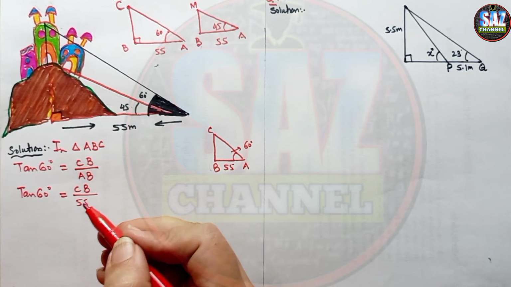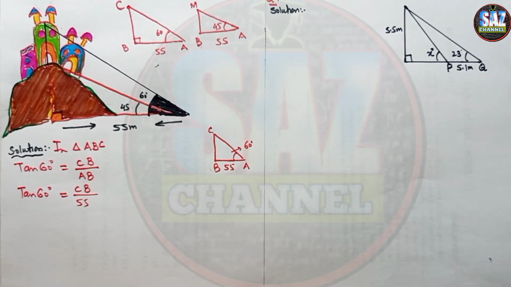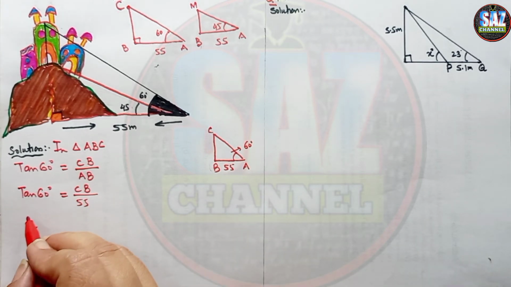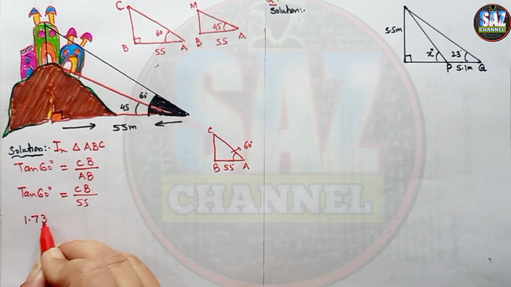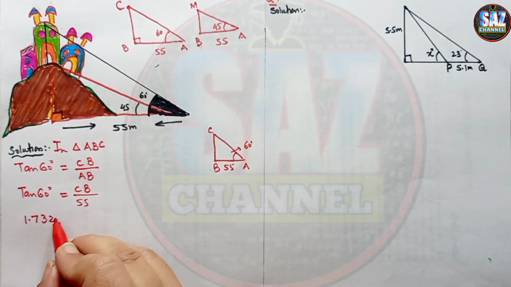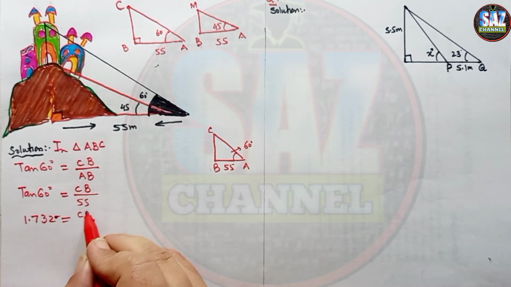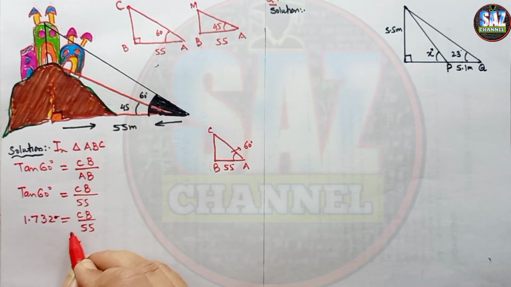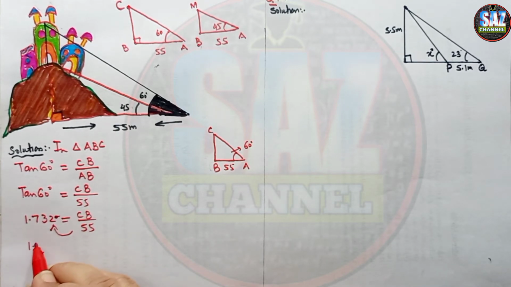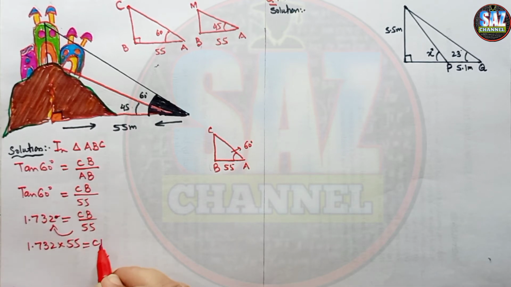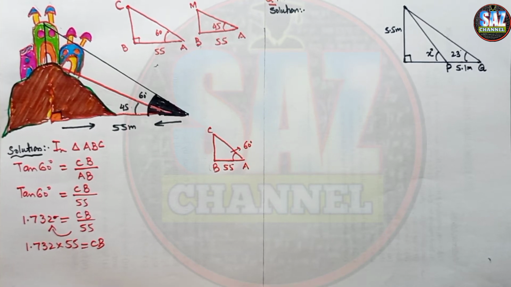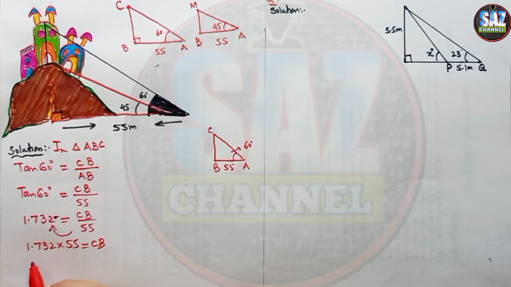Now check the value of tangent 60 degrees. Tangent 60 degrees gives me 1.732, and CB upon 55. Now go for cross multiplication. That is, 1.732 multiplied by 55 equals CB. Multiply 1.732 by 55 and this gives me 95.26.